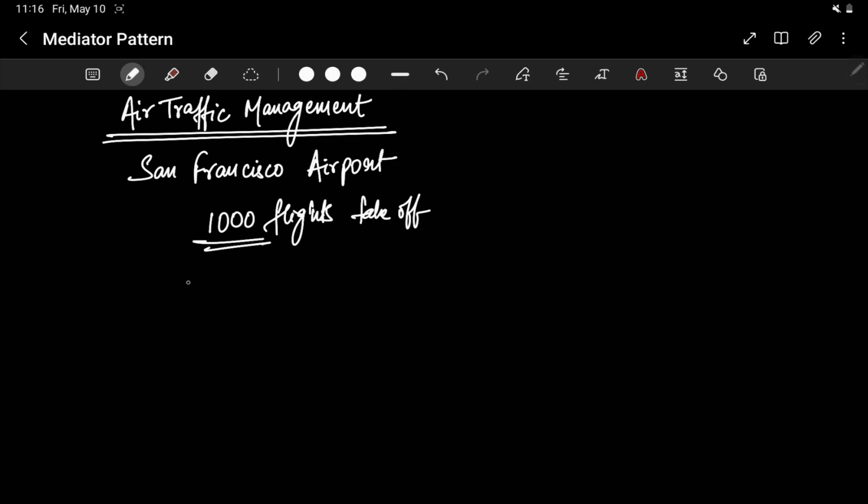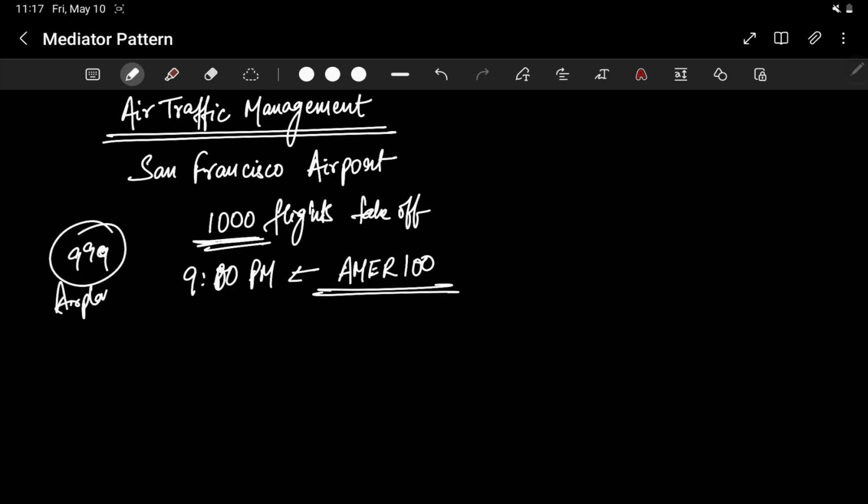Okay. So let's say it's 9 p.m. right now. And there is a flight called American Airlines. Let's name it Amer 100. This airplane wants to land at SFO Airport. What will it do? It needs to know first if the runway is clear for landing. Okay, then how will it do that? It knows that other than this there are 999 more airplanes which take off and land there.